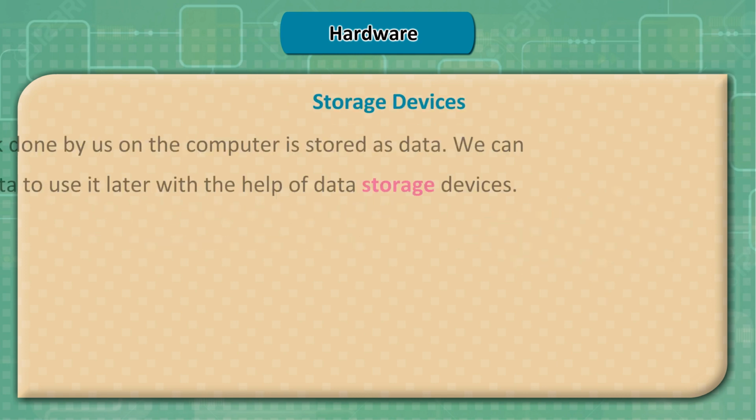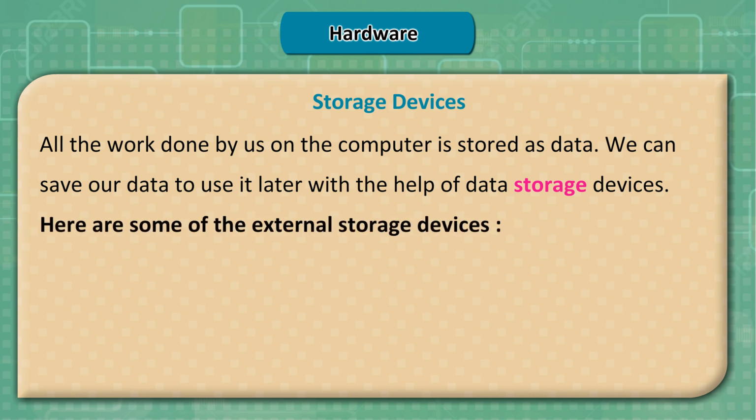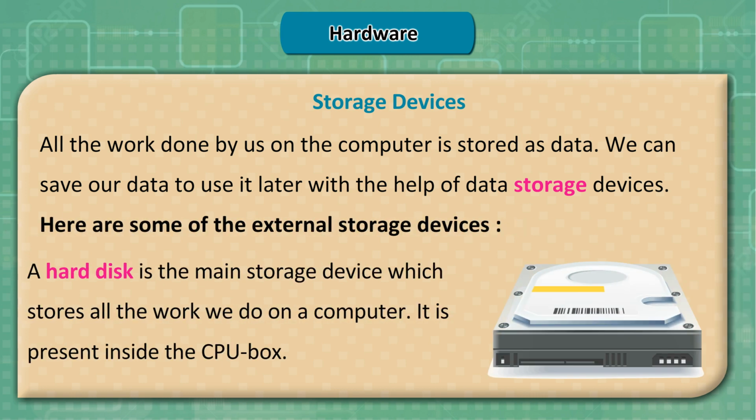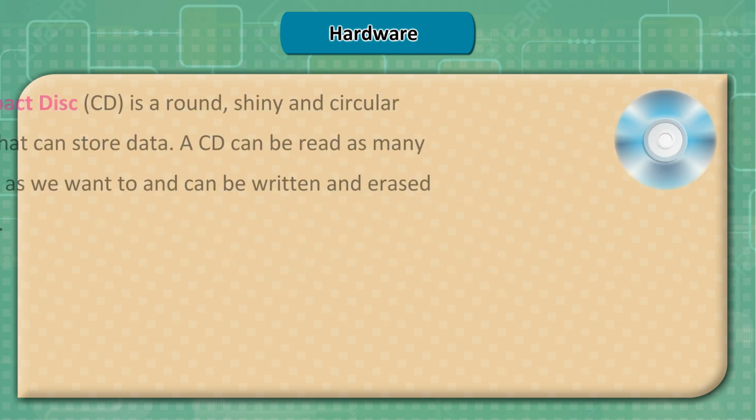Storage devices. All the work done by us on the computer is stored as data. We can save our data to use it later with the help of data storage devices. Here are some of the external storage devices. A hard disk is the main storage device which stores all the work we do on a computer. It is present inside the CPU box.